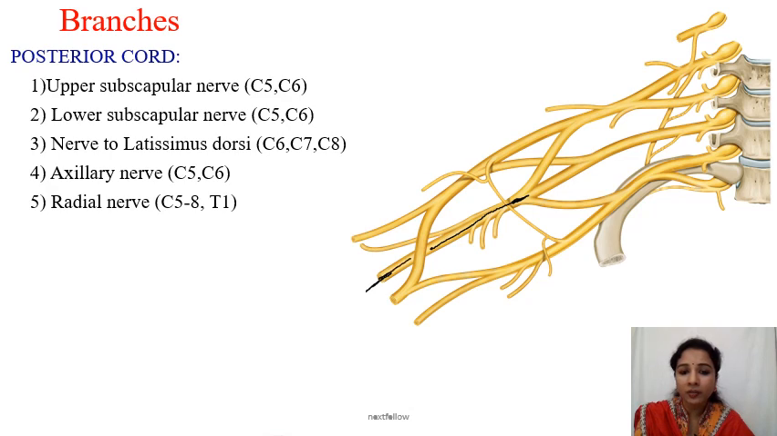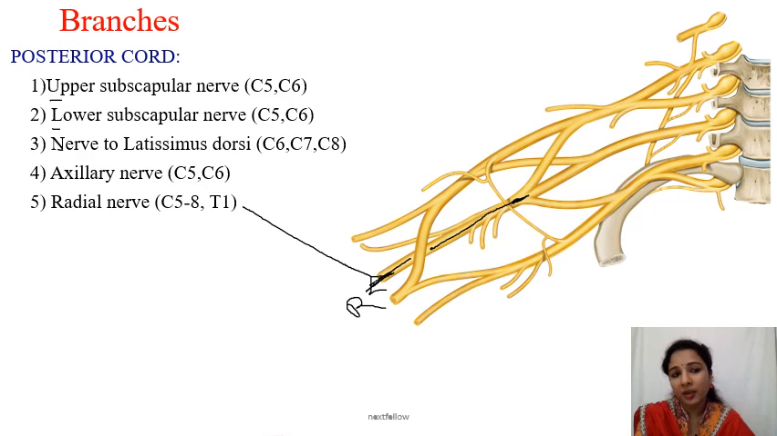Posterior cord, the thicker one, continues as the radial nerve. Radial nerve is the thickest branch of brachial plexus. So this is the radial nerve. So let's see the other branches. You can remember the abbreviation as ulnar. Otherwise, you can remember STAR, S-T-A-R.